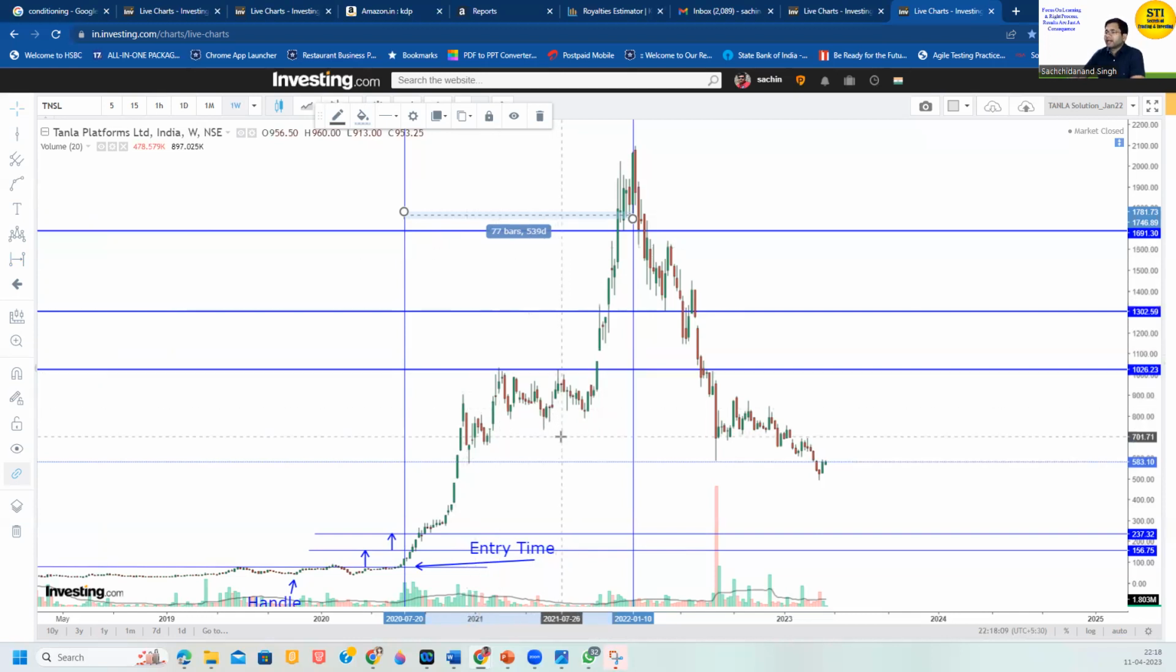This particular stock has gone from 50 rupees to 2300. So approximately how much? 42 times appreciation. So somebody could have invested just 1 lakh rupees here, and after less than 18 months, that stock could have become almost 42 lakhs. So that is the power of the stock market.